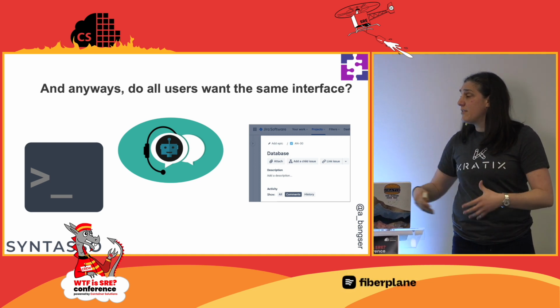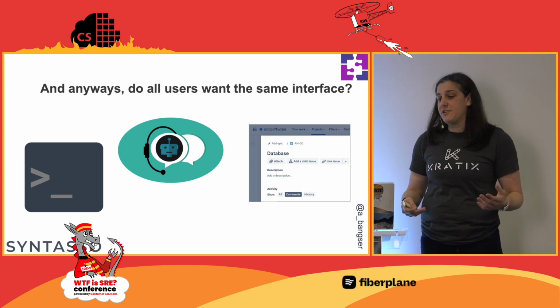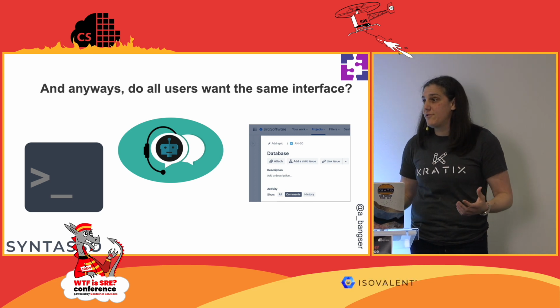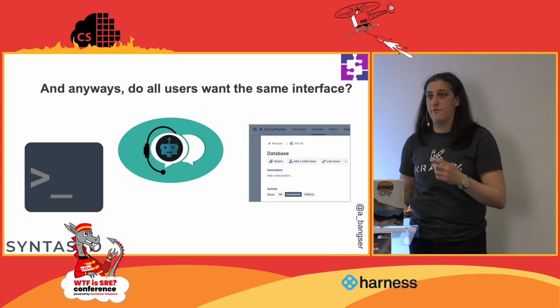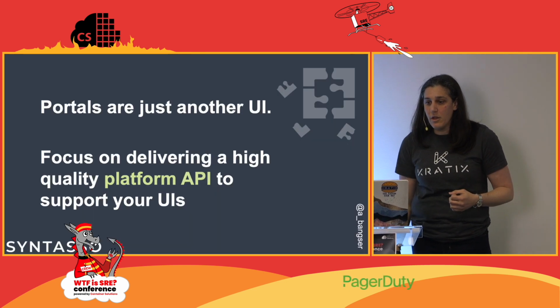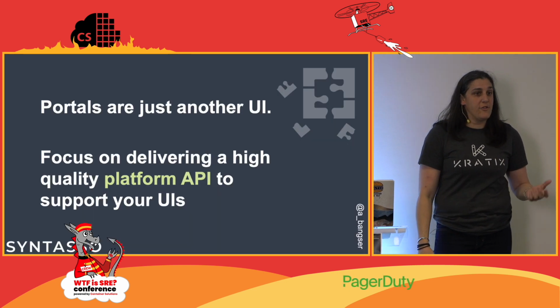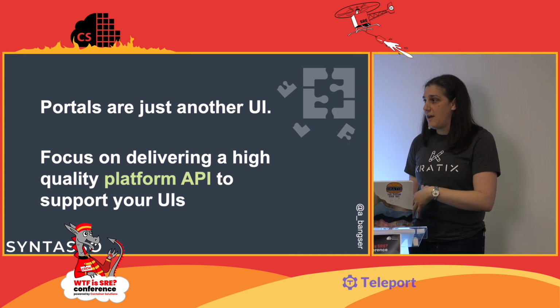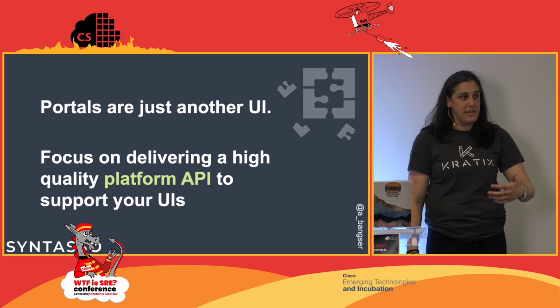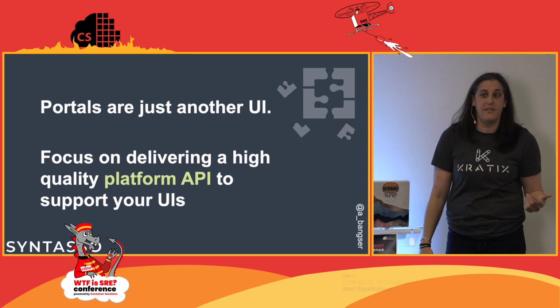So chatbots, ticketing systems like Jira, CLIs, those are examples of UIs or user interfaces like a portal that you may want your platform to be able to speak to. So portals are just another UI. So if you're focusing on trying to deliver a platform, focus on your API. That portal will come with it naturally, and you'll create that user experience based on the needs of your users.